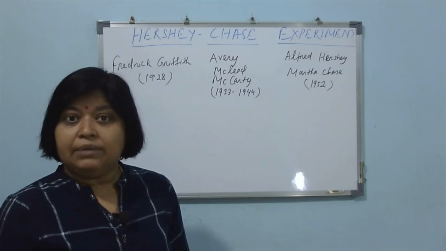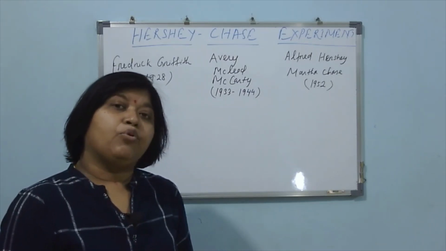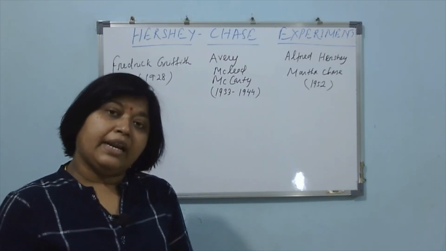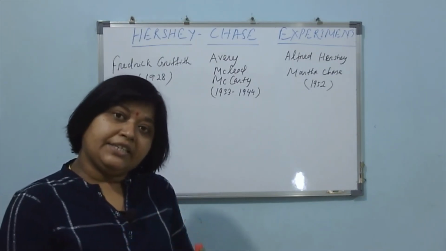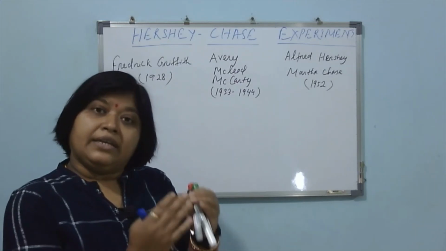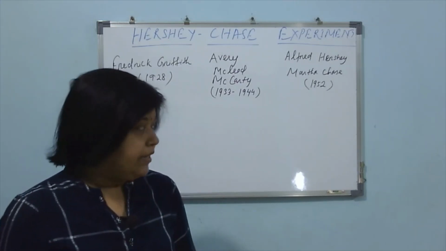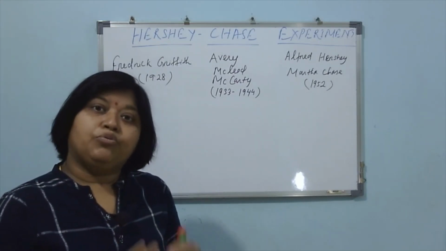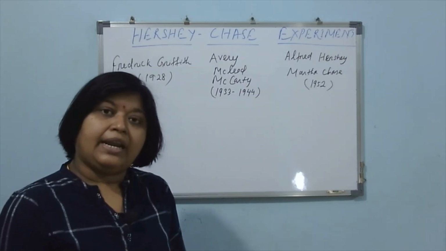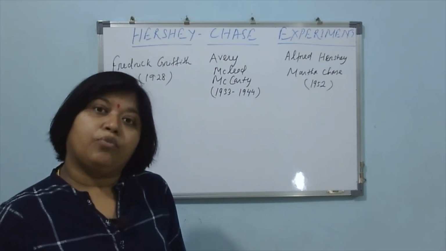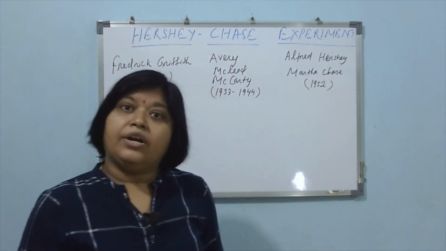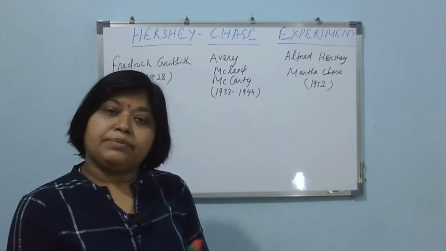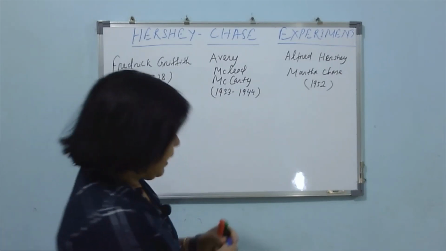But still many biologists believed protein is the genetic material which is passing from one generation to the next generation, and that it is the transforming factor in the Griffith experiment. To know actually which one is the genetic material, DNA or protein, Alfred Hershey and Martha Chase in 1952 did one experiment by taking bacteriophages.